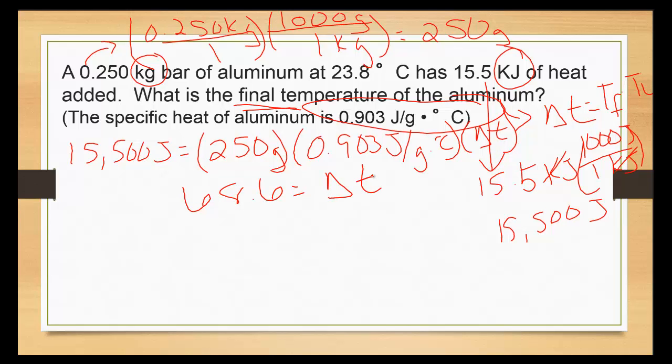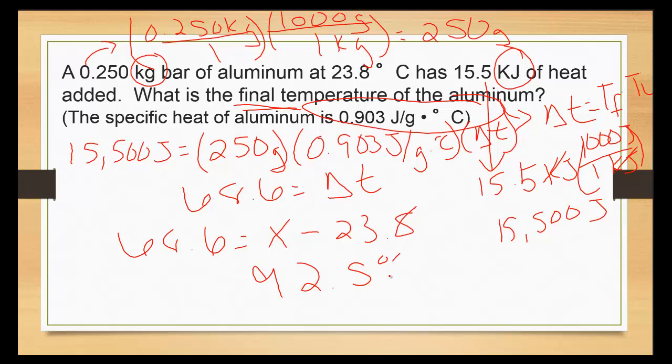Now we can plug this into the equation. We're looking for the final temperature. Our initial temperature is 23.8. Add that across and we get 92.5 degrees Celsius. And that's how you do specific heat.